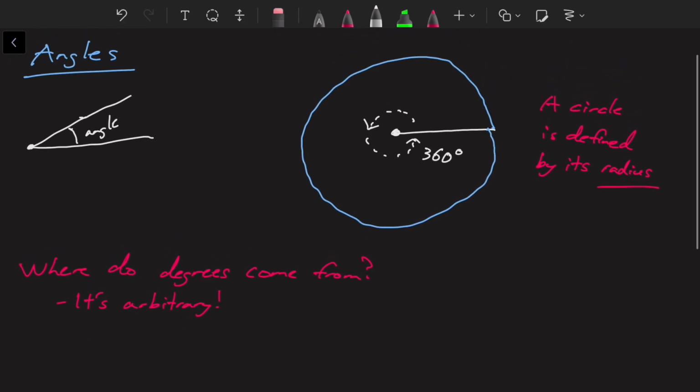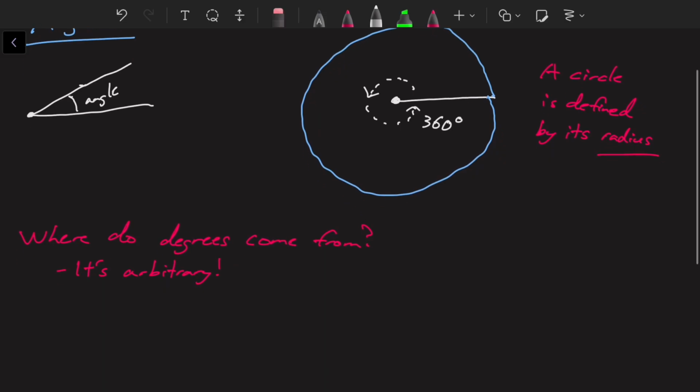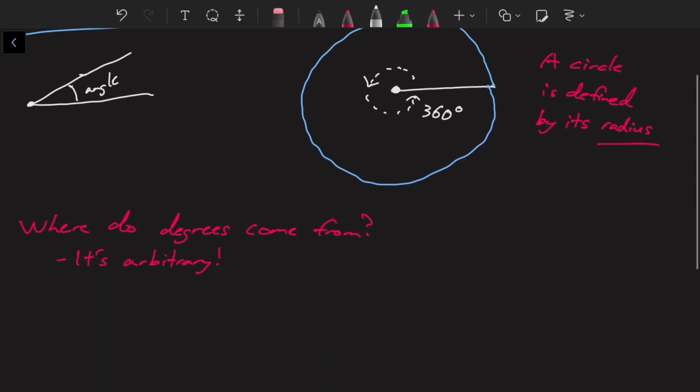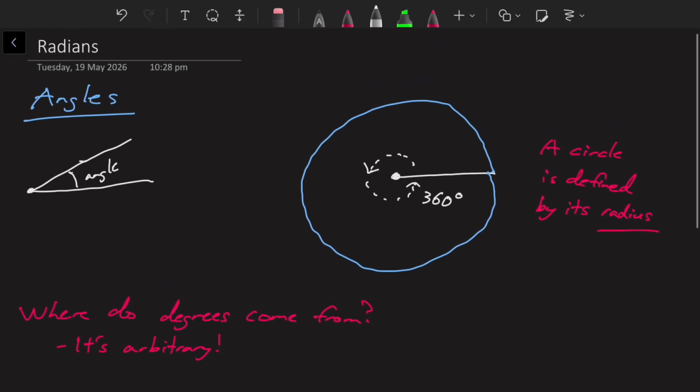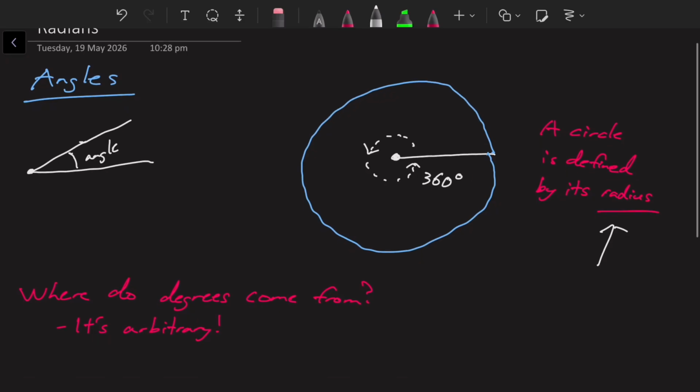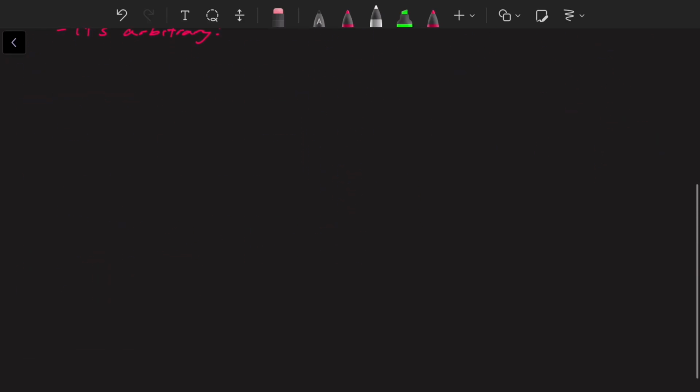So what would be really nice is if we came up with a unit of angle measurement that was fundamentally part of a circle, okay? But we know that a circle is purely defined by its radius, which means it would be really nice if we came up with a unit of measurement for an angle that related to that. How are we going to do that? Well, we'll see. So firstly, let me try to draw a nice circle.